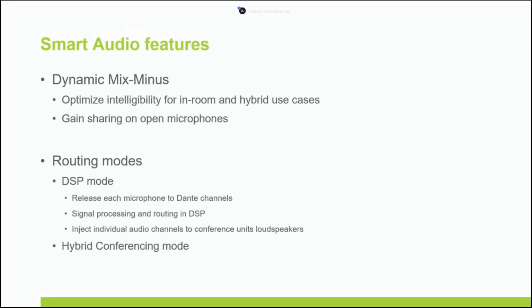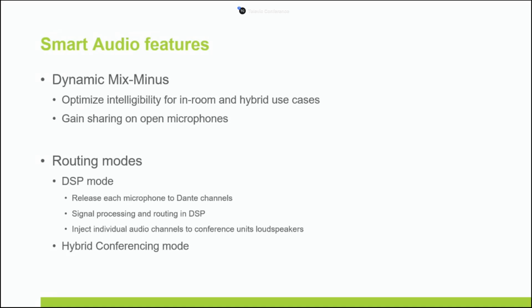A little overview of the things that we have done and that we will be discussing here in more detail. It's about providing dynamic mix minus in our solution. In order to optimize intelligibility for both in-room and hybrid use cases, we have implemented mix minus on the solution. Moreover, we also implemented gain sharing in the application as well. So that's it for the things that are incorporated into the Plexus architecture.